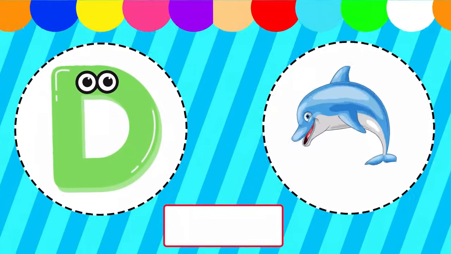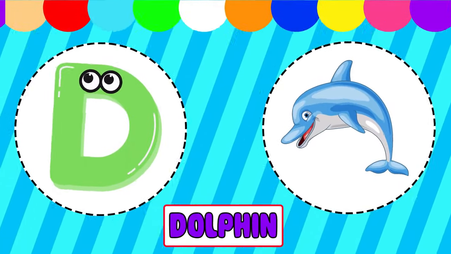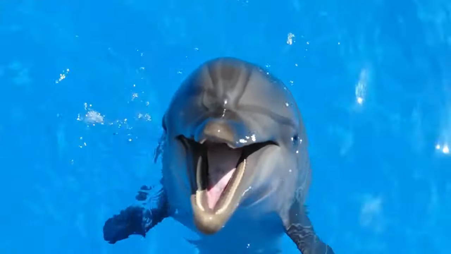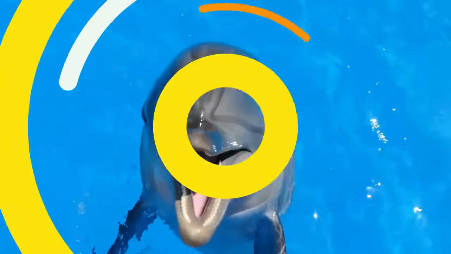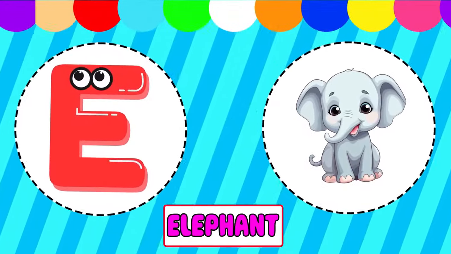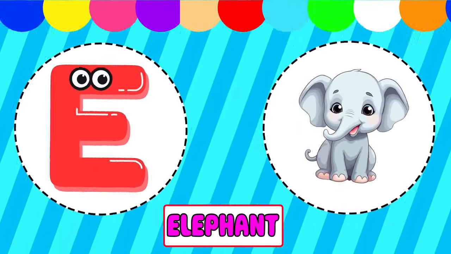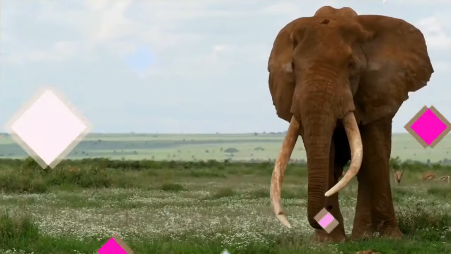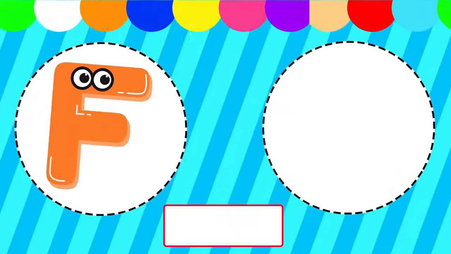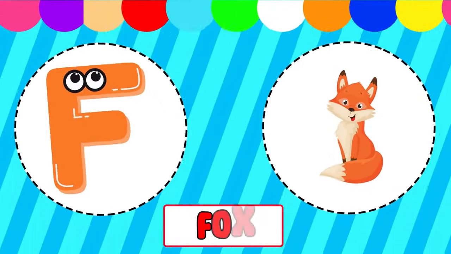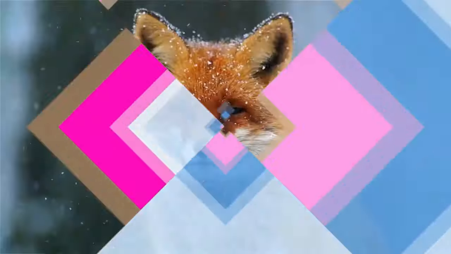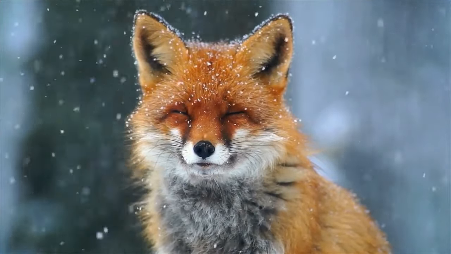D. D for dolphin. Dolphin. E. E for elephant. Elephant. F. F for fox. Fox.